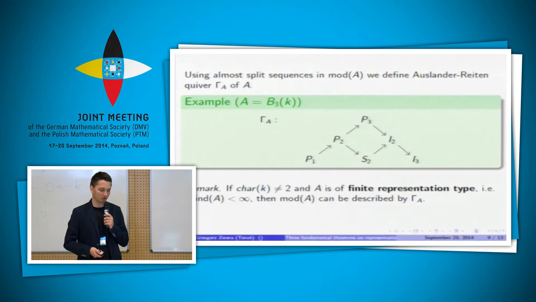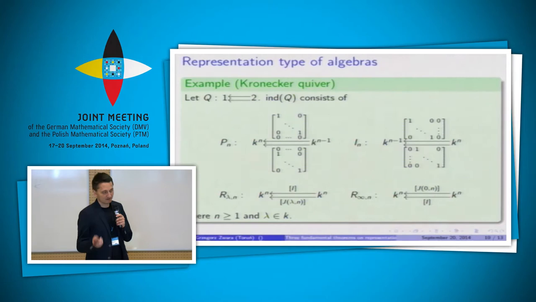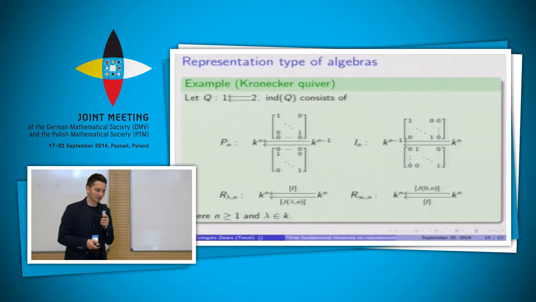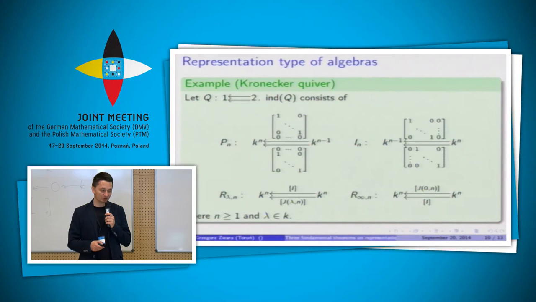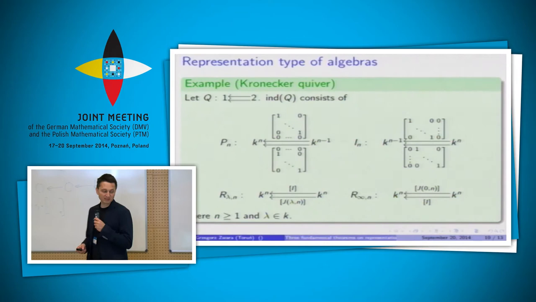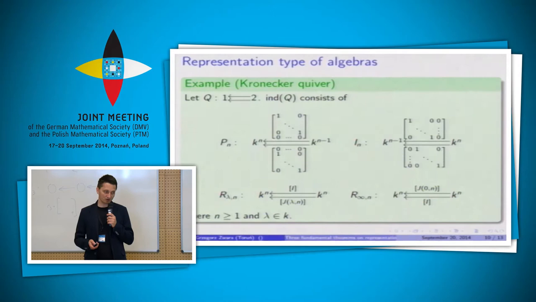Well, we identify modules and representations. So it is easier for me, instead of considering some four-dimensional algebras, to consider Kronecker quivers: two vertices and two arrows between them in the same direction. We have infinitely many indecomposable representations of this quiver. They are well known and we can describe them.